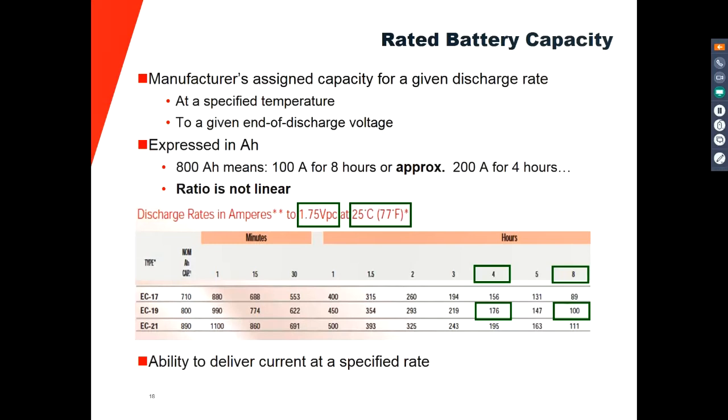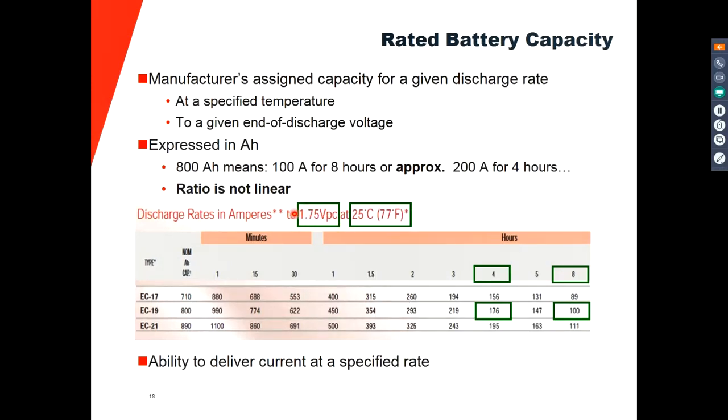Any manufacturer will have what are called the discharge tables. And here, as you can see in this slide, there's voltage per cell. And let me turn on my pointer here.